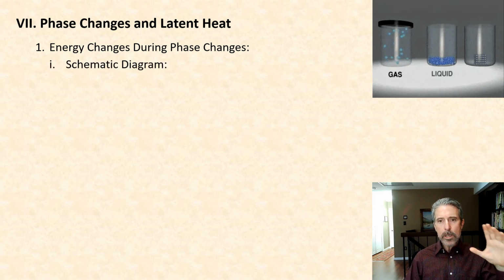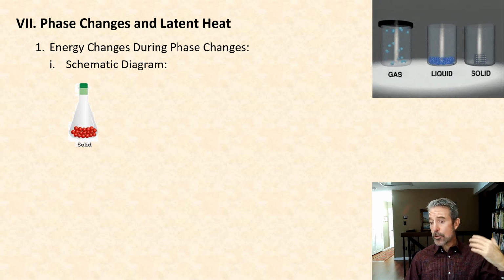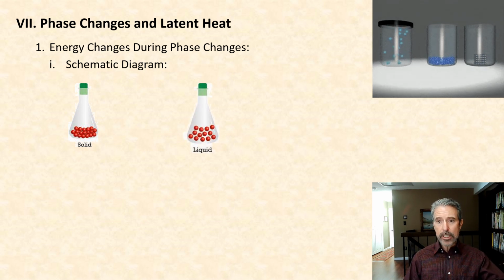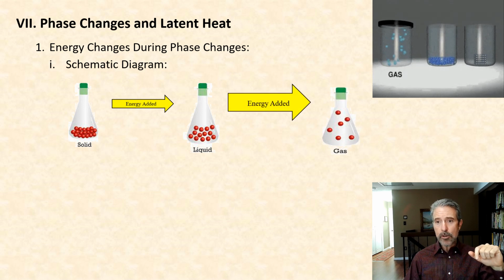Changes of phase are always accompanied by energy changes. Matter must gain or lose energy in order to change phase. So let's consider the following schematic diagram. In order for a solid to change into a liquid, energy must be added, in some form, to basically move the particles further apart. The same can be said for turning a liquid into a gas. You've got to add energy to move those liquid particles further apart to become the gas.